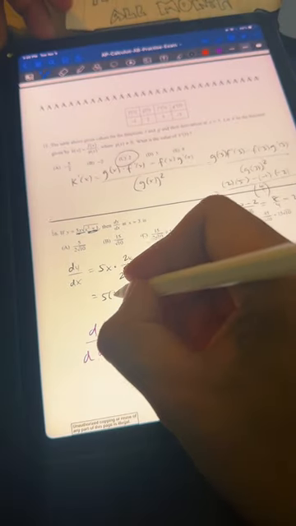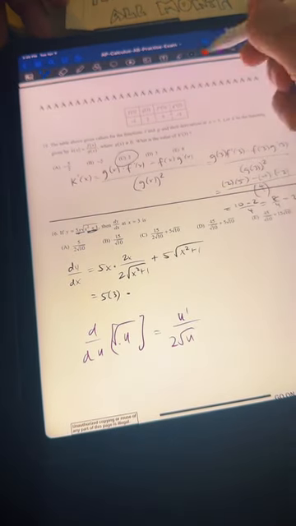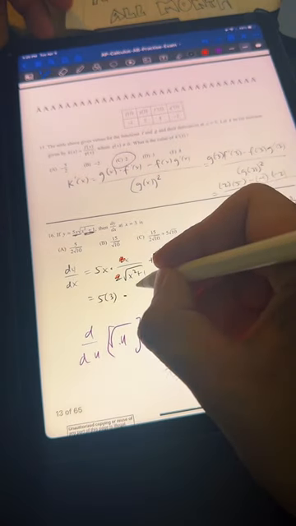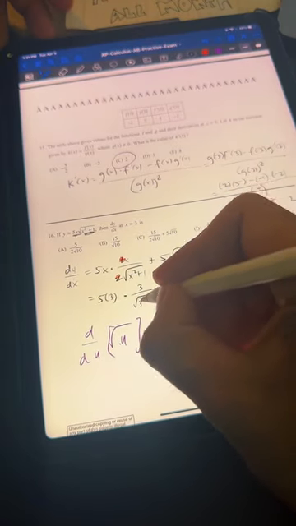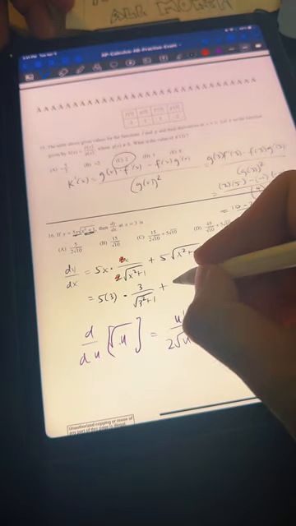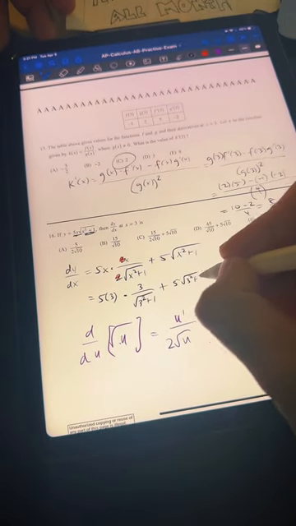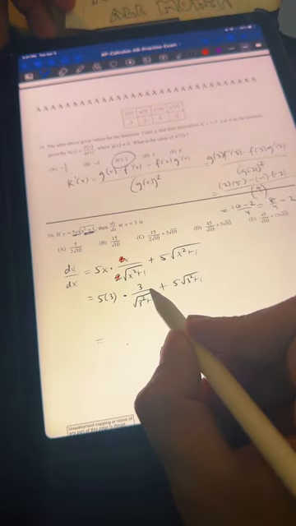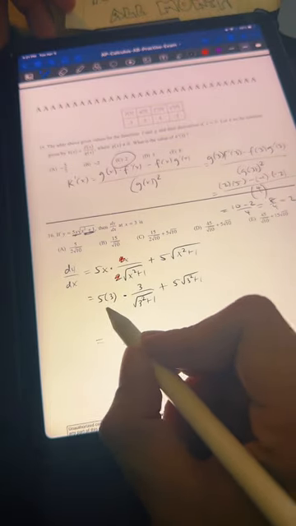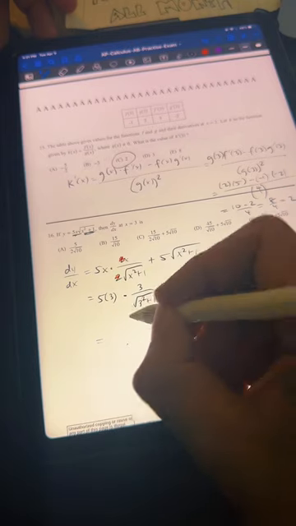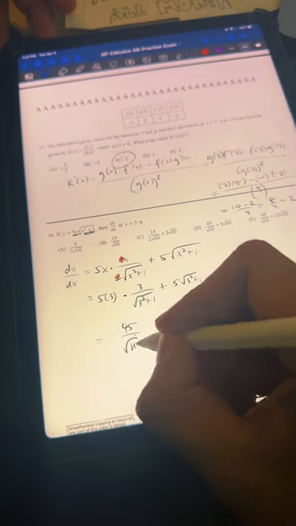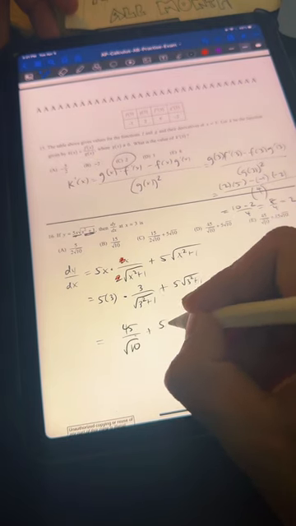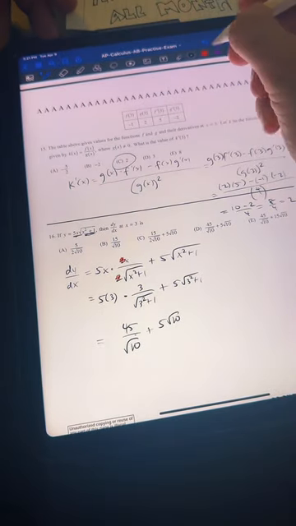And now we just have to plug in 3. So 5 times 3 times, let me go ahead here, I'm just going to cancel out the 2s. So now we have 3 over root 3 squared plus 1 plus 5 root 3 squared plus 1. Let's simplify this. 15 times 3. Remember, this is still a fraction multiplied by this 15. So 15 times 3 is 45 over root 10. Unfortunately, we can't simplify that. Plus 5 root 10.